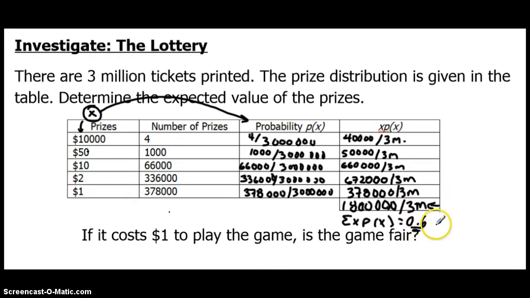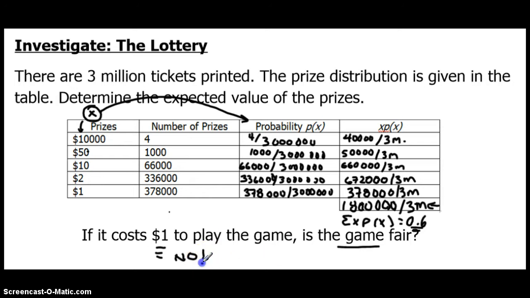Okay, so if you imagine this, if you bought every single ticket for $1, you would be out $3 million. Now how much would you get back? Because you would be guaranteeing yourself of winning every single prize. Well, you'd only be getting back 1,800,000, or in other words, 60 cents per ticket. So is this game fair? No.